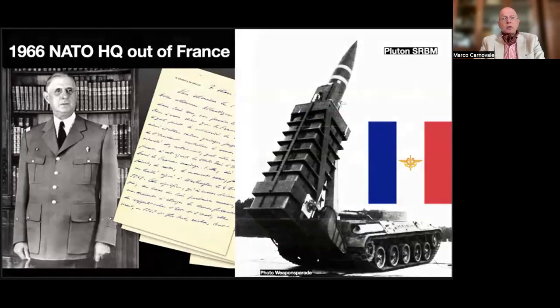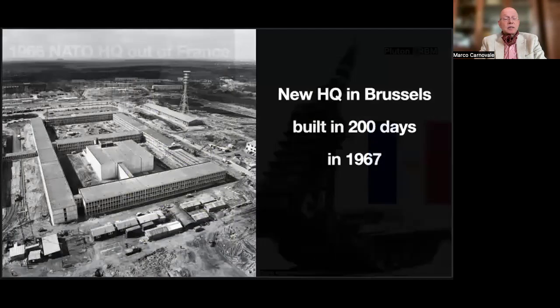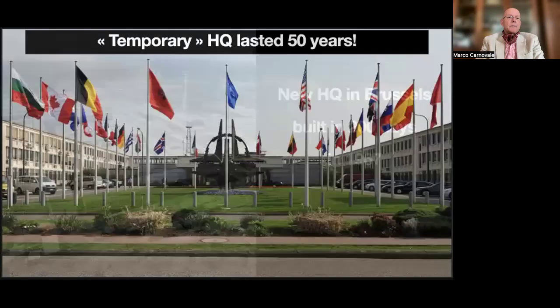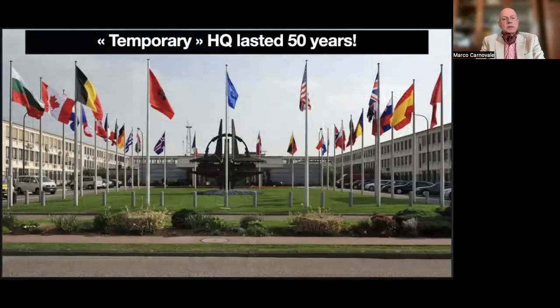So very quickly, NATO had to find new headquarters, and Belgium offered to host NATO the same way it was going to host the European Union. And in only 200 days, what was supposed to be a temporary headquarters was built in Brussels. It looked something like this. This is where I worked in the 90s and early 2000s.